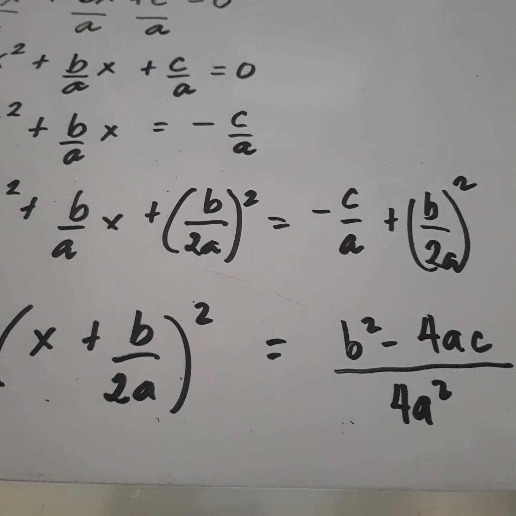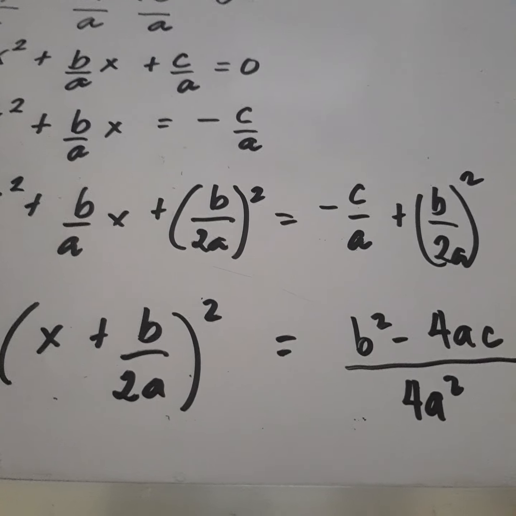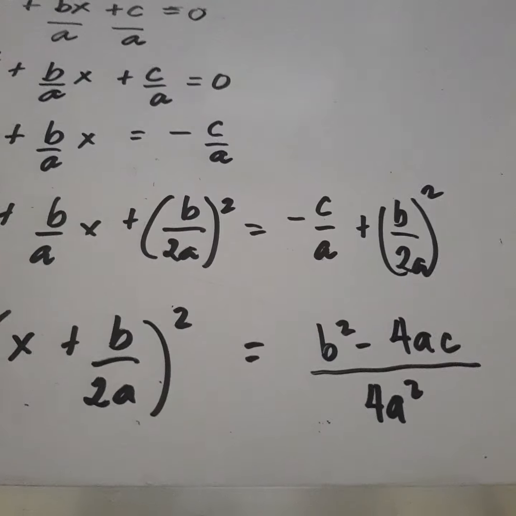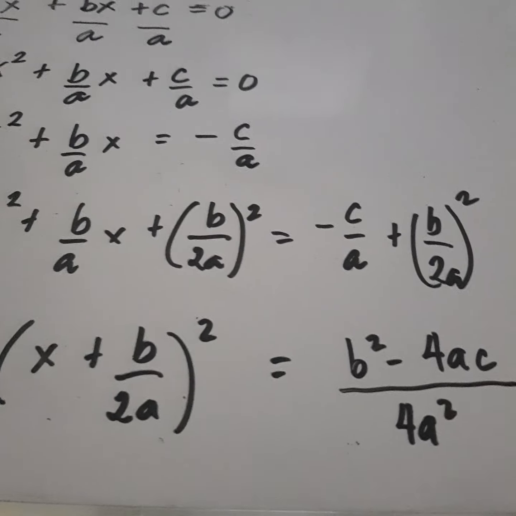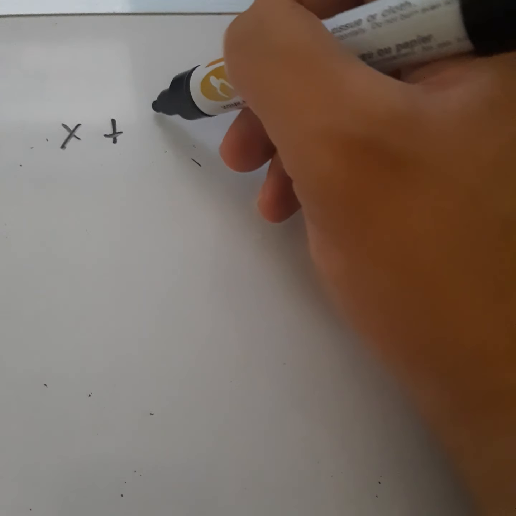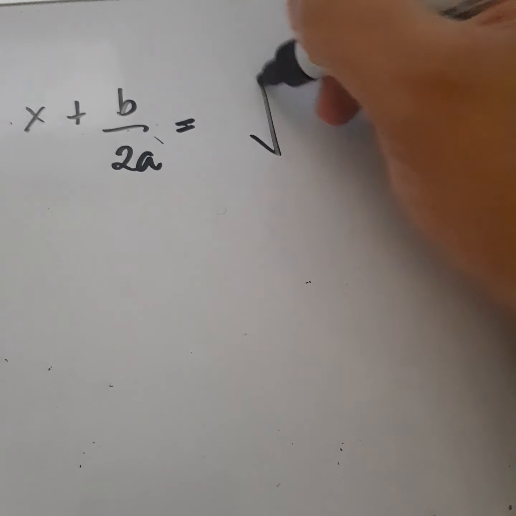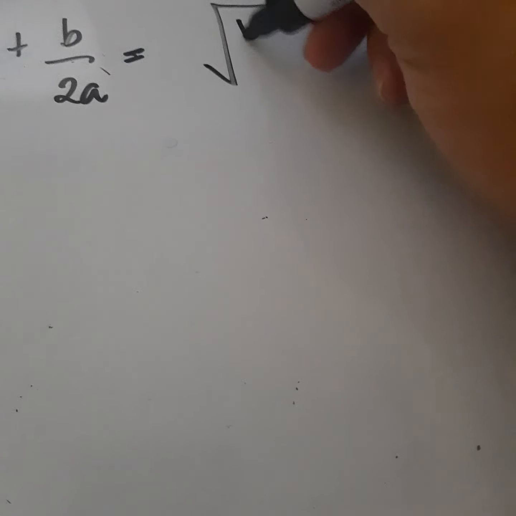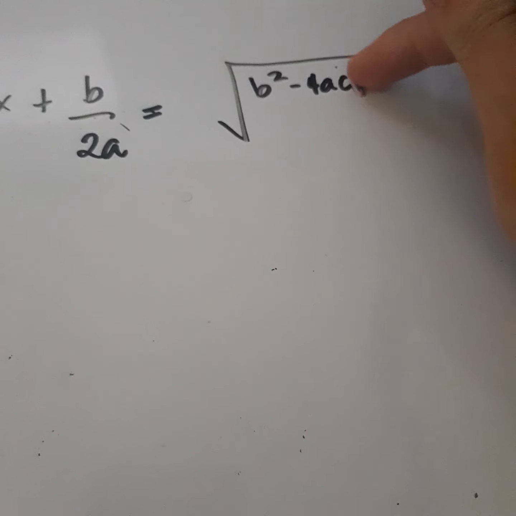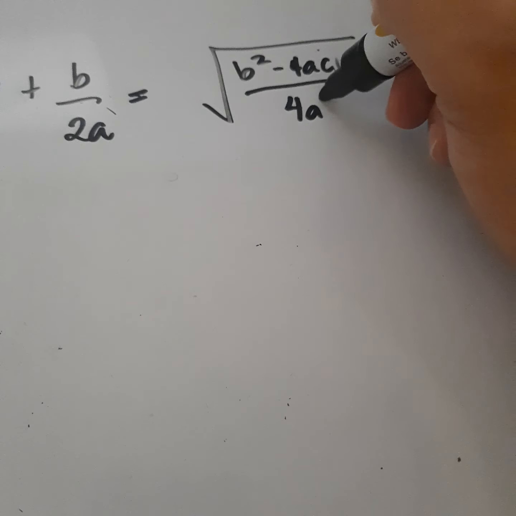So next step is to determine or use what particular process. Syempre, ang gagamitin na natin dito ay yung square root principle. So if we're going to apply square root principle, we're going to get x plus b over 2a equals square root of b squared minus 4ac all over 4a squared.